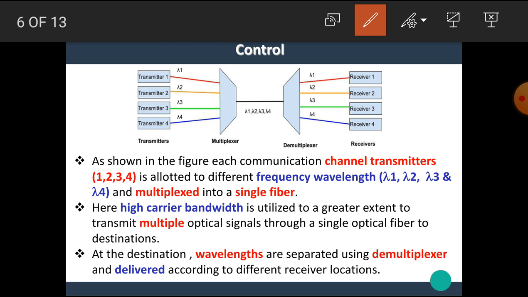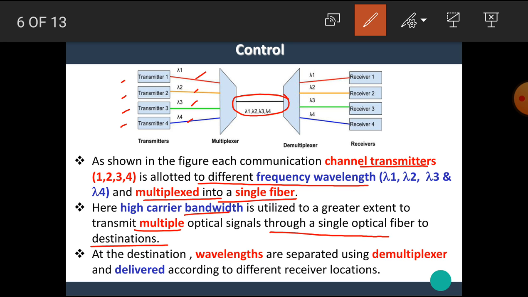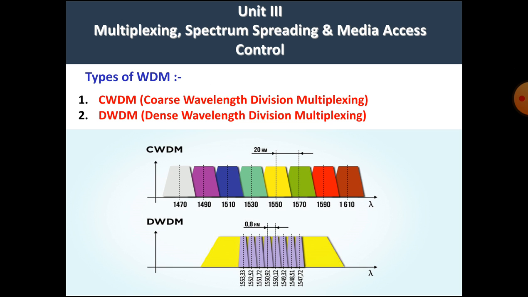As shown in the figure, each communication channel, that means transmitter 1, 2, 3, 4, is allotted a different wavelength, lambda 1, lambda 2, lambda 3, and lambda 4, and multiplexed into a single fiber. This is a single fiber. Okay, here high carrier bandwidth is utilized to a greater extent to transmit multiple optical signals through a single optical fiber to destinations. At the destination, wavelengths are separated using this demultiplexer block and delivered according to the different receiver locations. Okay, I hope you all understand the principle of wavelength division multiplexing.